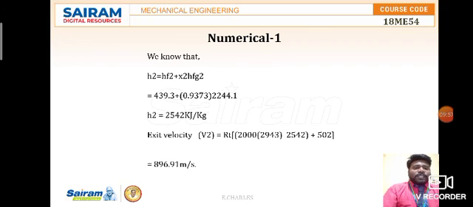Now in the problem it is asked to find the exit velocity. That is V2 is equal to the square root of 2000 into (2943 minus 2542) plus 502. If you substitute all the known values in this equation, you will get 896.91 meters per second. This is the exit velocity of this particular steam. This is how we need to solve problems in steam turbines with respect to steam nozzles.